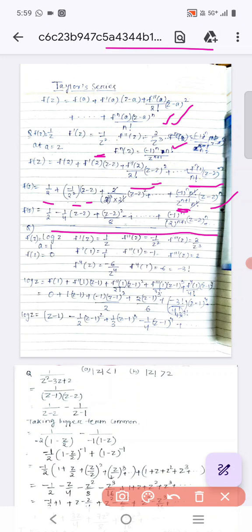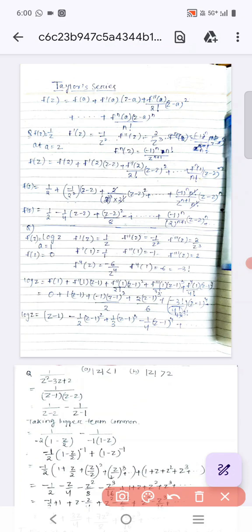Then likewise second derivative is minus 1 by z square, third derivative 2 by z cube. The second derivative about 1 is minus 1 divided by 1 to the power whole square, that is minus 1. Then third derivative 2 by z cube means 1 to the power cube, that is 2. Then fourth derivative and fifth derivative.